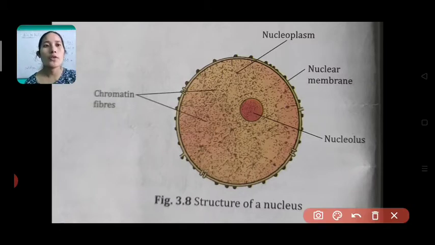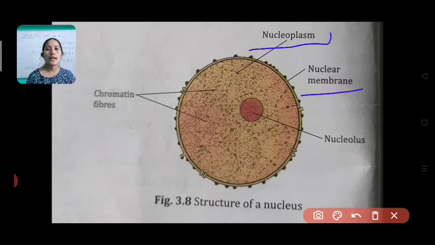Now the nucleus also has an outer protective membrane. It is referred to as your nuclear membrane. Your nuclear membrane is perforated, that means pores are present on the nuclear membrane. Now your nucleus is filled with a fluid referred to as nucleoplasm. Inside your nucleoplasm you have thread-like structures known as chromatin fibers.